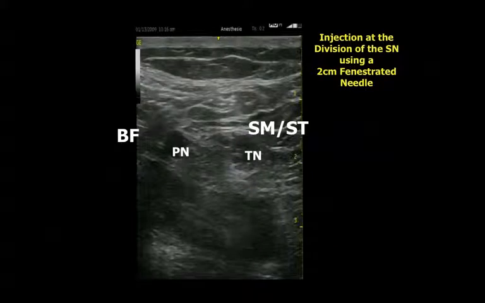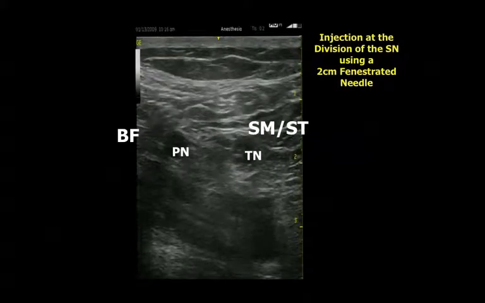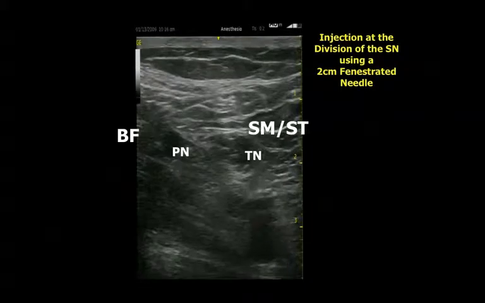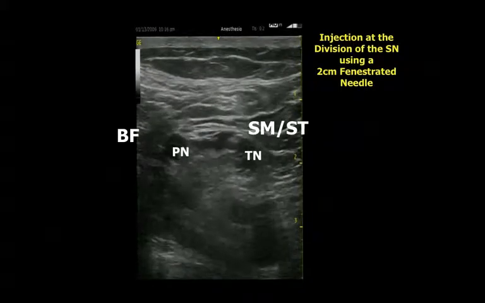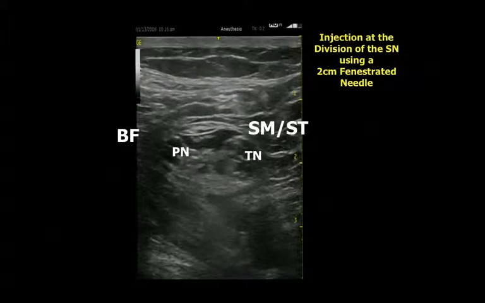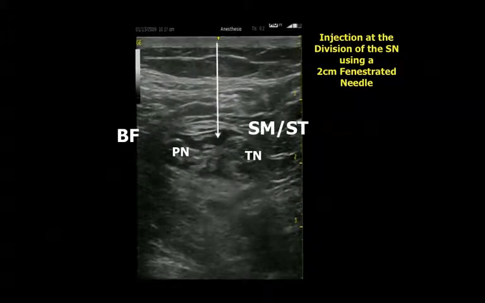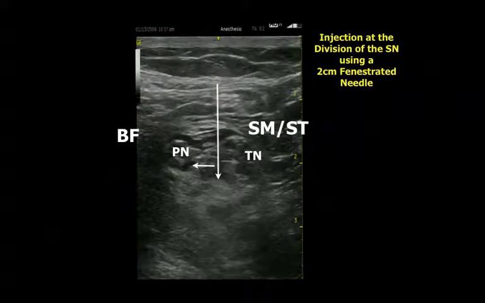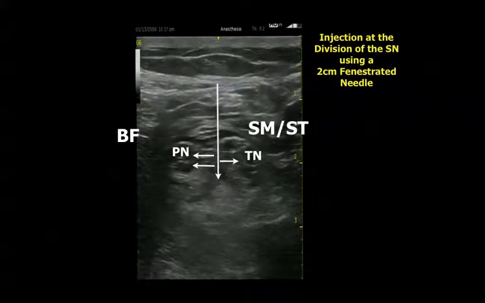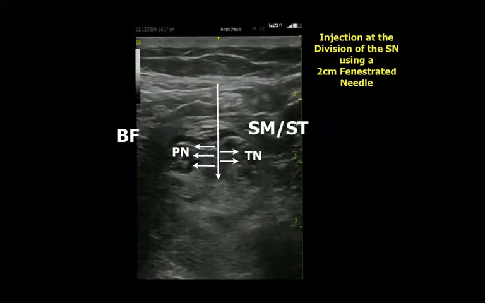successful block. So here's an example of the block below the bifurcation of the sciatic nerve at the level of the tibial and the peroneal nerves. Once again, we have biceps femoris on the left, semimembranosus, semitendinosus on the right, peroneal nerve on the left, tibial nerve on the right. You will see some tenting of the tissues as we advance the pencil point needle between the two nerves as we give our local anesthetic. Once again, very even distribution of local anesthetic in this plane.